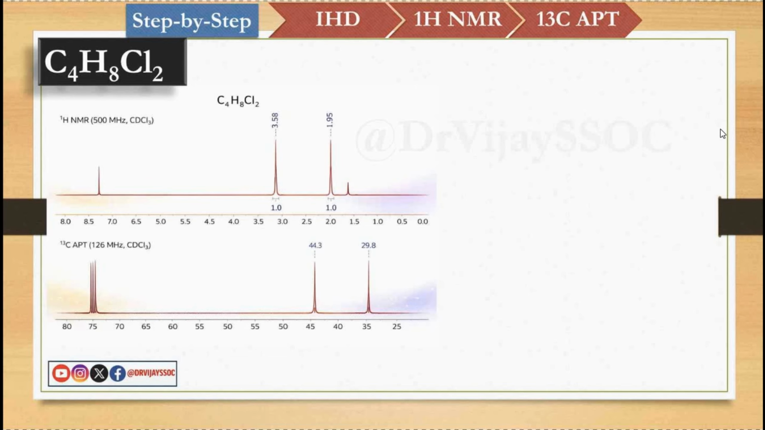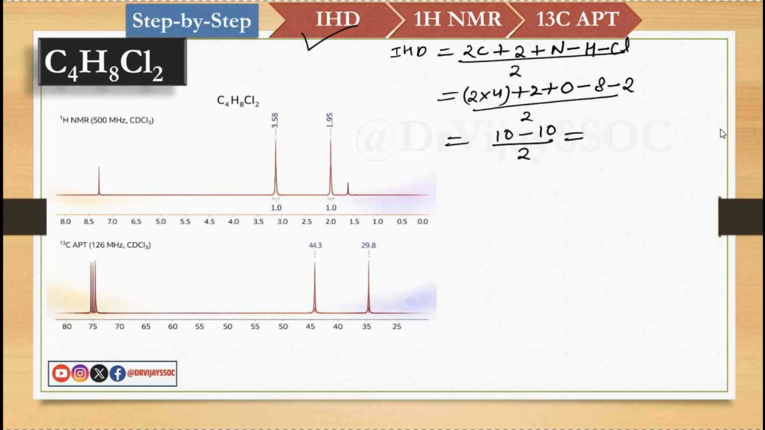So first we are going to calculate the index of hydrogen deficiency using the formula 2C plus 2 plus number of nitrogen minus hydrogens minus halogens, divided by 2. 2 multiplied by 4 plus 2, 0 minus 8 minus 2. So the index of hydrogen deficiency is 0. This means that there is no pi bond or ring.